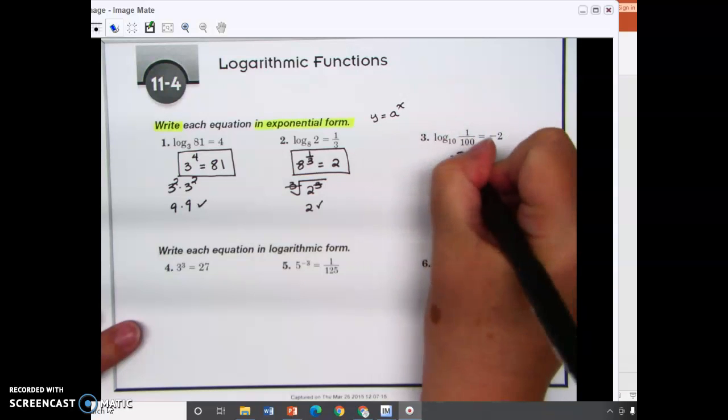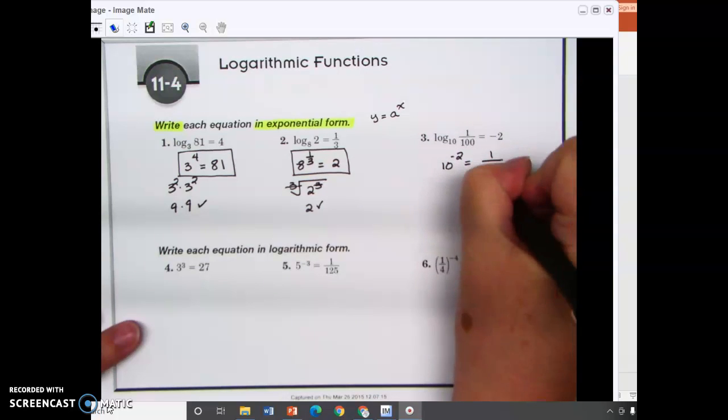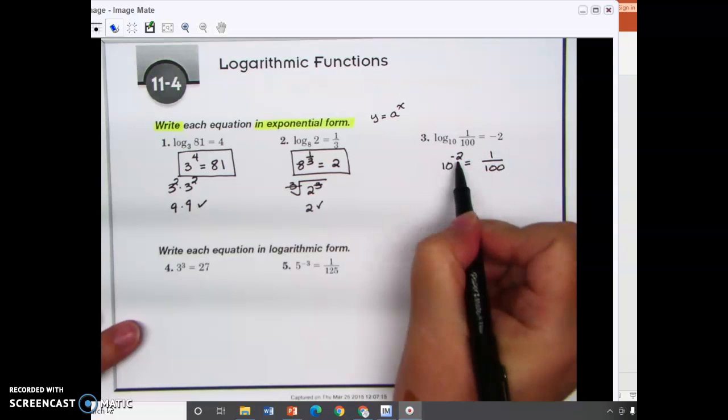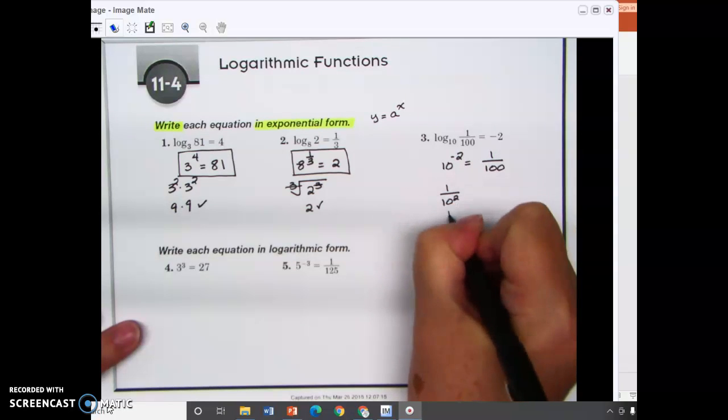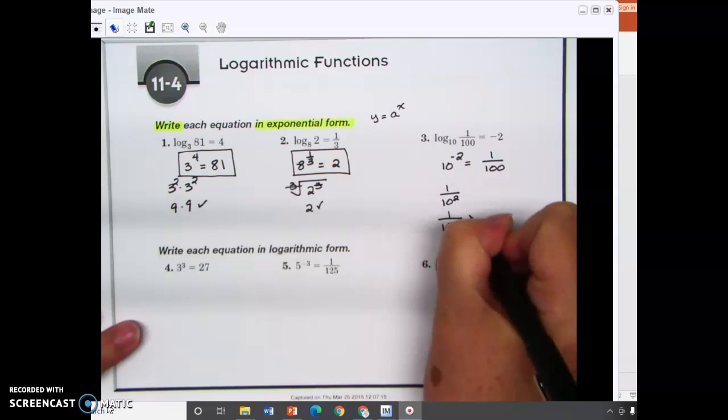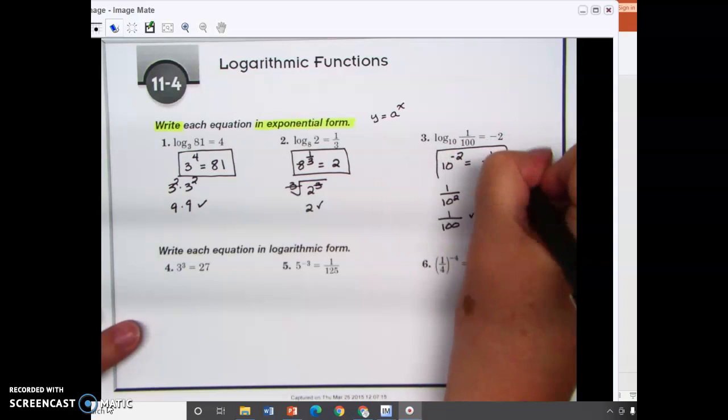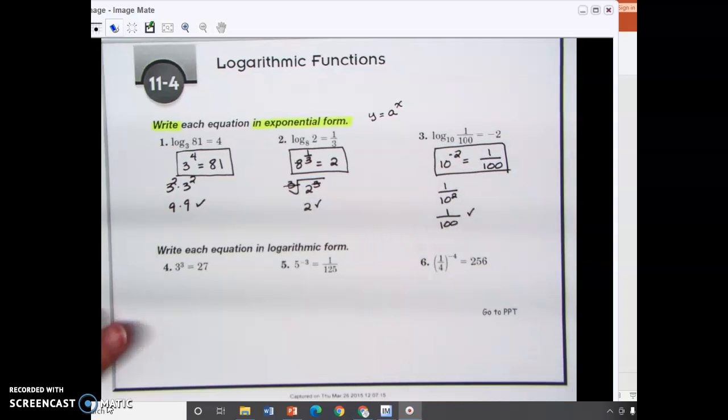So we get 10 to the negative 2 power is equal to 1 over 100. So remember that negative says put it in the denominator and square it, and then 10 squared is 100. So we did get the same answer as that right-hand side. And so this is the exponential form of that logarithmic function.